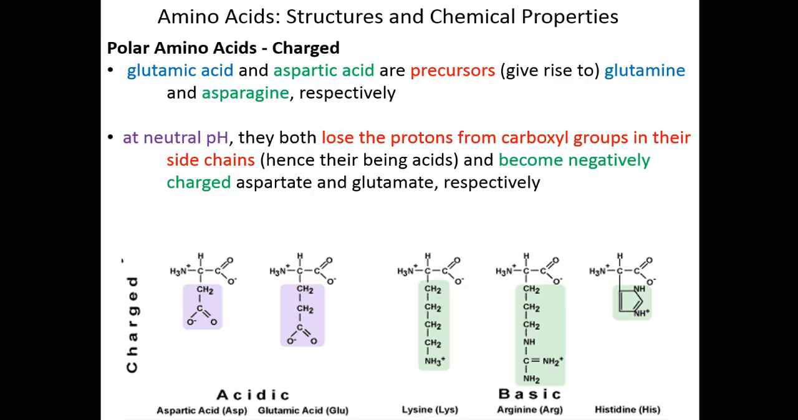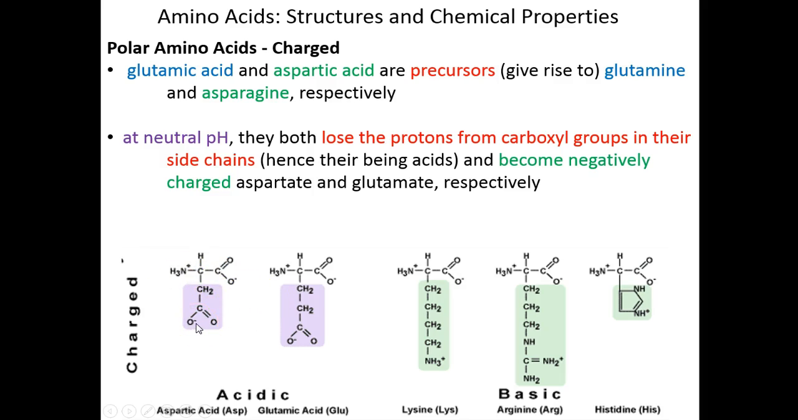At neutral pH, all of these will either lose or gain their protons, respectively. When the acid side chains lose their protons, they become negatively charged at neutral pH. When the basic side chains gain their protons, they become positively charged because they picked up a positively charged proton, also at neutral pH. And so these are our charged amino acids because, as acids and bases, they have lost or gained charged ions.